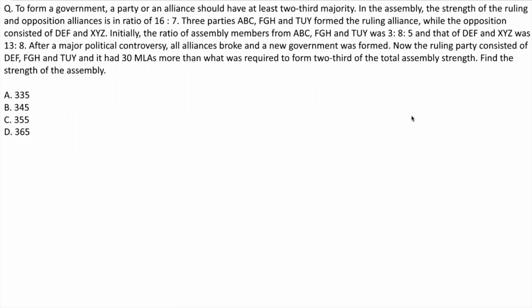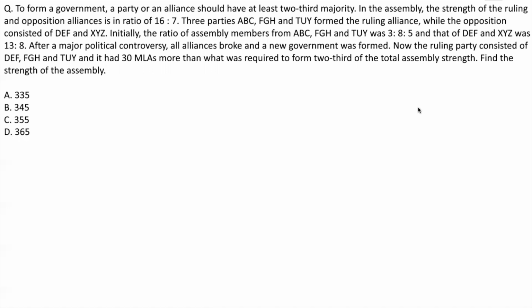Three parties, ABC, FGH, and TUY, formed the ruling alliance, while the opposition consisted of DEF and XYZ. Initially, the ratio of assembly members from ABC, FGH, and TUY was 3:8:5, and that of DEF and XYZ was in the ratio 13:8. After a major political controversy, all alliances broke and a new government was formed.